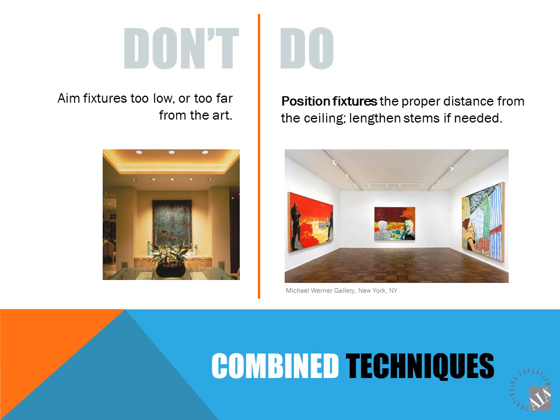Don't aim fixtures too low or too far from the art. On the left, it's a little bit more difficult to correct when it's a recess fixture. In this case, fixtures that were just placed too far away from the wall surface. Can always lower the art in this case. On the right, track fixtures, again, it's just an easier situation to be able to locate track fixtures appropriately for the various works of art.